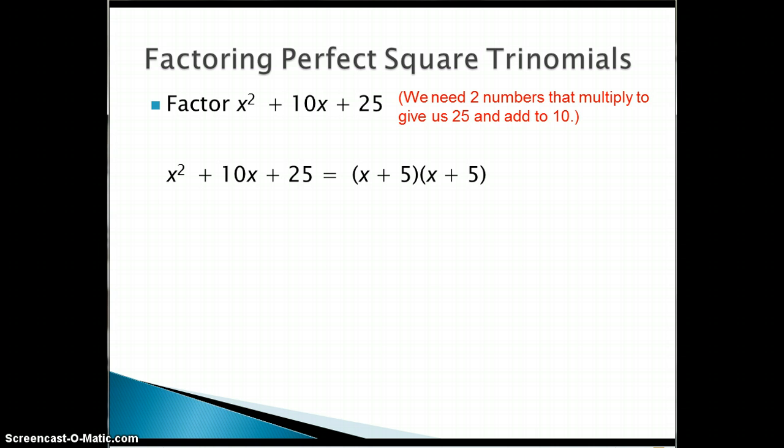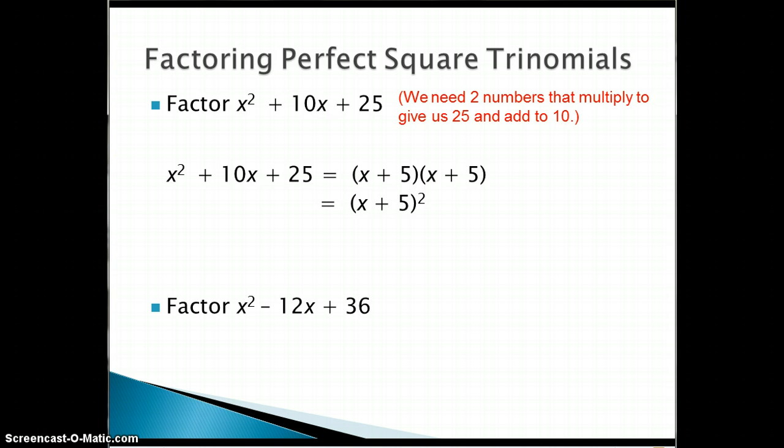And since these binomials happen to be exactly the same, we need to go one step further and simplify this and write this as x plus 5 being squared. That's just a shortcut for writing x plus 5 times itself. So this happened to be a perfect square trinomial.